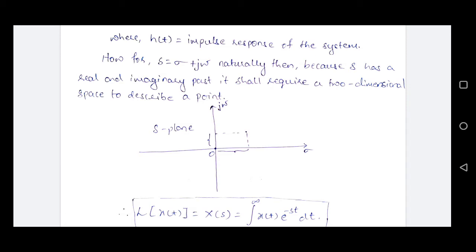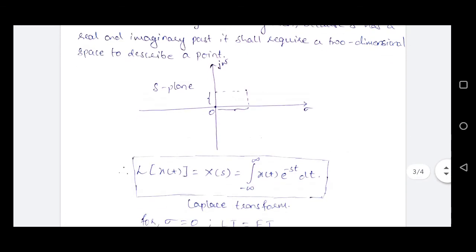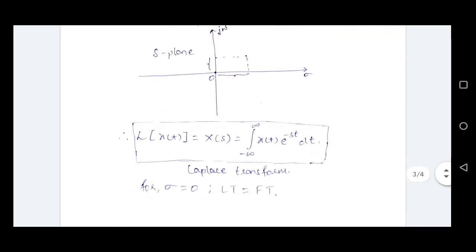So the Laplace transform for any arbitrary signal x of t, which will be denoted as capital X of s, is the Laplace transform of the time domain signal x of t, and will be defined as the integration from minus infinity to plus infinity of x of t e to the power minus st, integrated with respect to time.